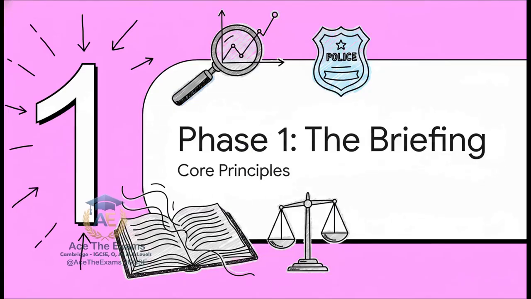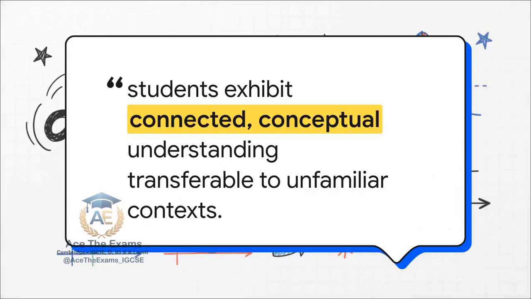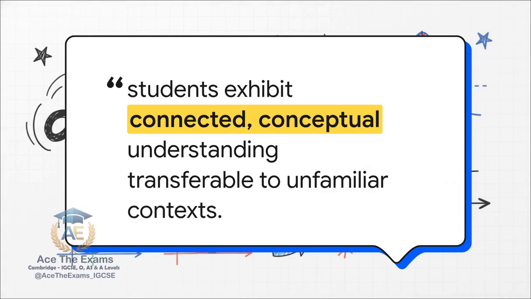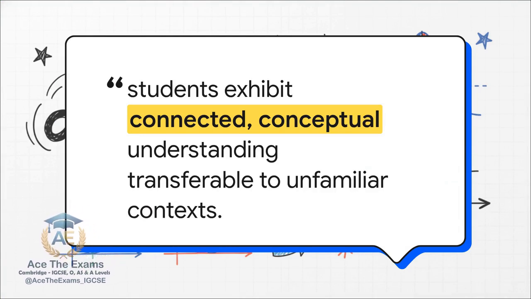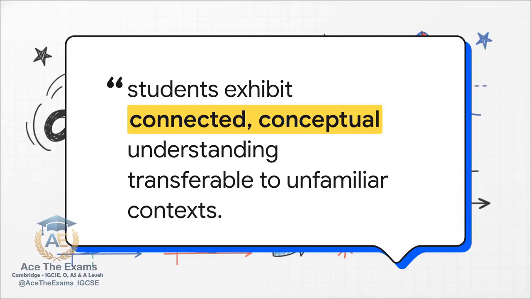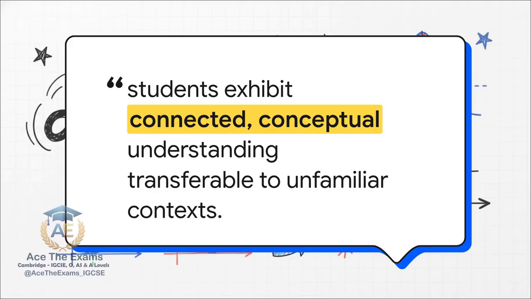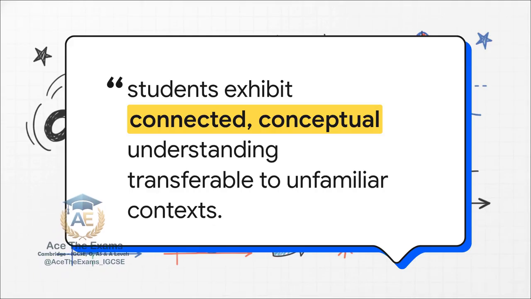Phase 1, the briefing, core principles of differentiation. Let's start by establishing the absolute law of the land when it comes to the theoretical foundations of stationary points. The syllabus guidelines give us a massive clue here. It says, top-performing students exhibit connected, conceptual understanding transferable to unfamiliar contexts. The principal examiner reports make this abundantly clear, guys. Memorization is just not enough to survive.